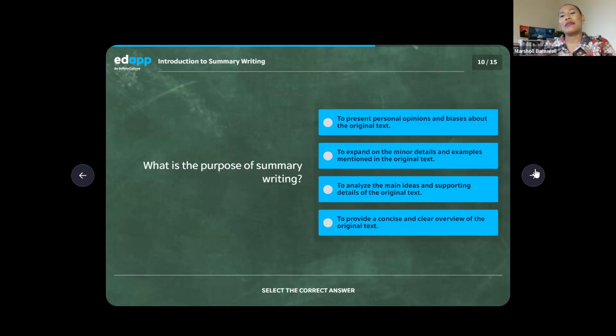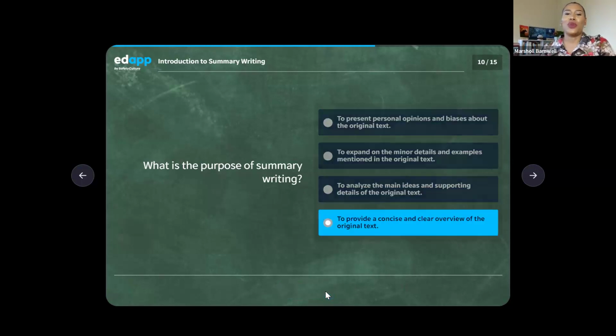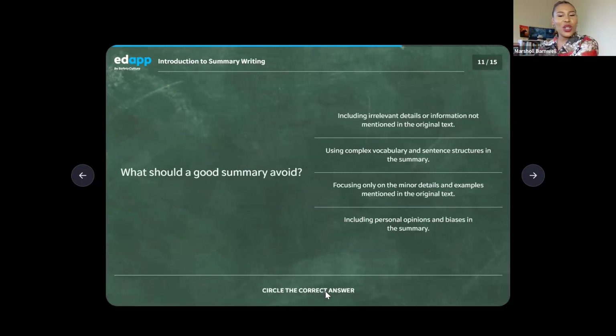Is it to analyze the main ideas and supporting details of the original text? Or is it to provide a concise and clear overview of the original text? If you said number 4, you would have got it correct. Let's look. What should a good summary avoid?